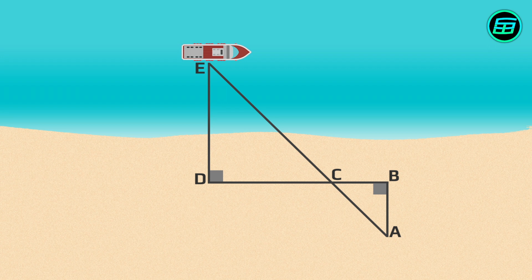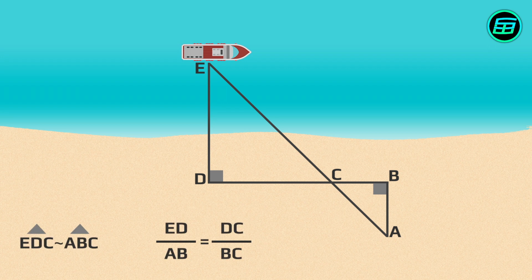The distances AB, BC, and DC can be measured because they're on the beach. Since we know these distances, the length of ED, in other words, the distance of the ship from the shore, can be worked out from a simple calculation.